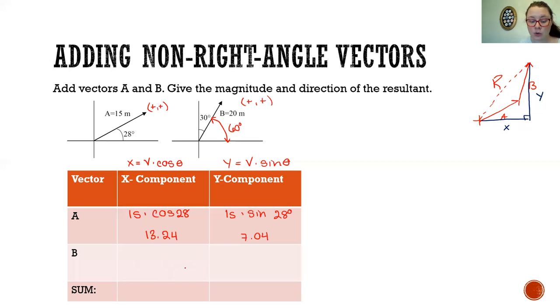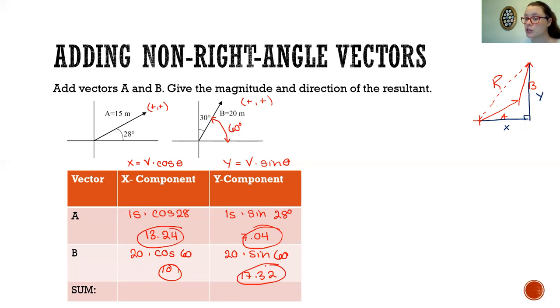All right, so we're going to calculate that, but we're going to use the 60. So it's going to be 20 times the cosine of 60, which gives us 10, and then 20 times the sine of 60, which gives us 17.32. Now we take each of our components. So I'm taking the circle numbers, and I'm going to add the two x's together because it's going in the positive x plus a little more in the positive x. Adding those together, we get 23.24.